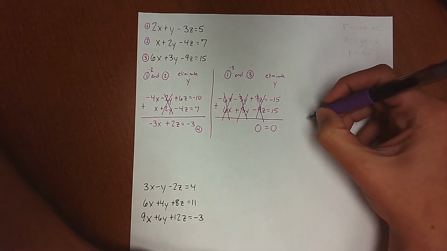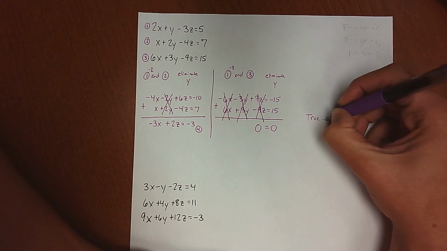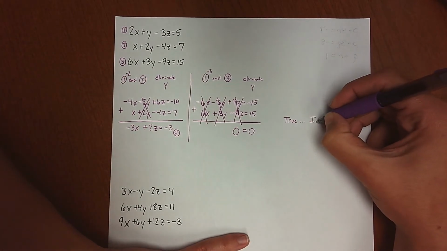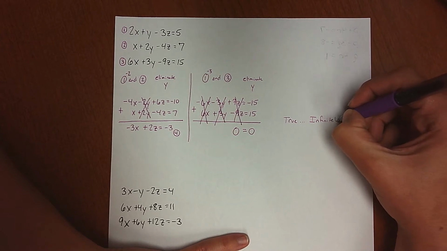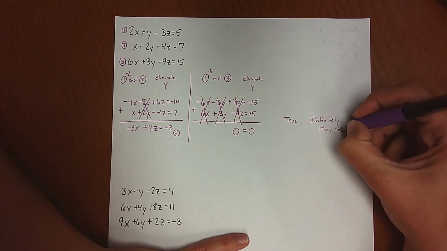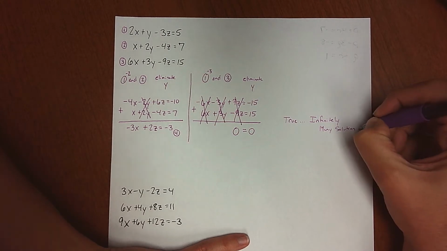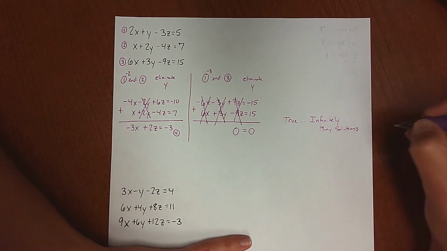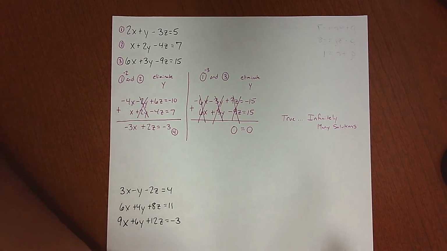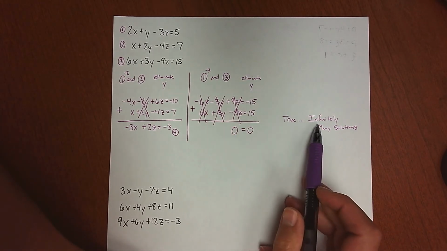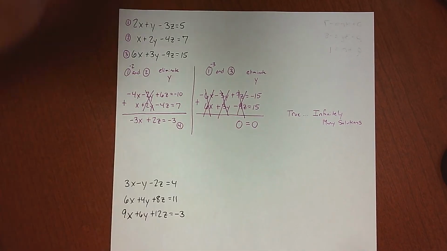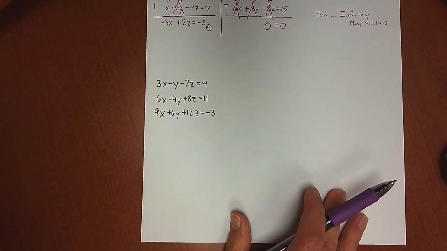Remember, when your variables eliminate, if what you're left with is true, that's going to give you infinitely many solutions. Now, it's not all solutions, but in this case, it's infinitely many solutions, because if you have planes that intersect, they could intersect on a line, and there are infinitely many points on a line, or they could be the same plane, and there are infinitely many points in a plane. Alright, so this was true. There are infinitely many solutions. Let's take a look at another example.